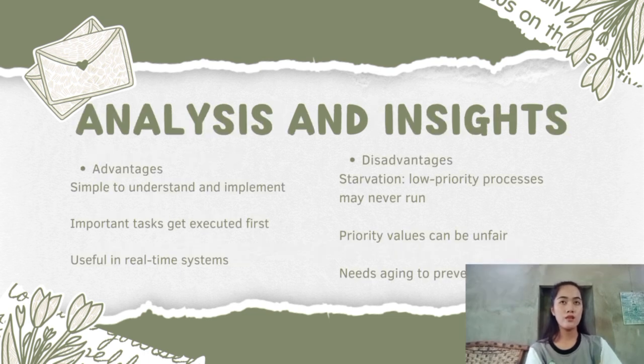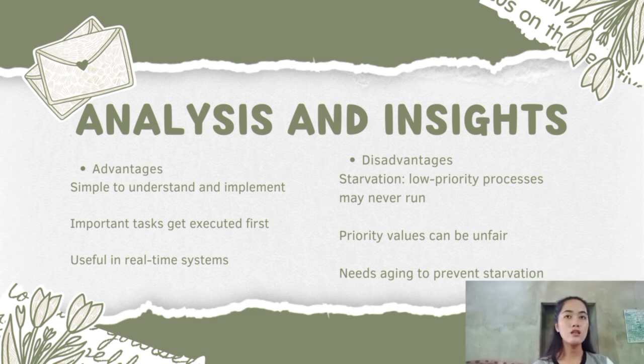Advantages. Priority scheduling is simple to understand and implement. Important tasks are executed first. It is commonly used in real-time systems where task urgency matters. Disadvantages. One major drawback is starvation, where low priority processes may never run. Priority values can also be unfair if not assigned properly. To solve starvation, aging can be used to gradually increase a process's priority.